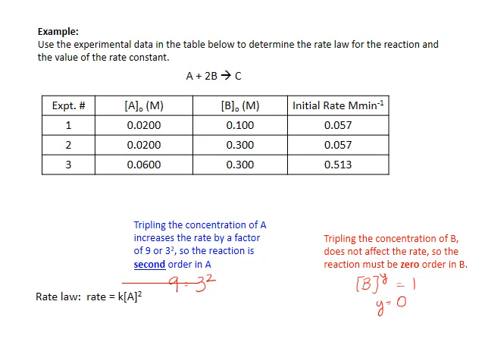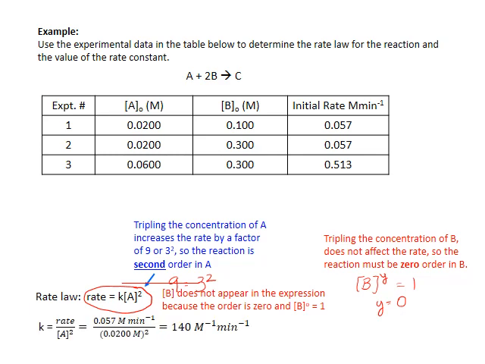We can now write the rate law for this reaction. The rate will be equal to the rate constant k times the concentration of A squared, because A is second order. Notice that the concentration of B does not appear in the rate law because the reaction is zero order with respect to reactant B. Next, we want to use this expression to solve for the rate constant k. We can take the rate law and solve it for k. In this case, k will be equal to the rate divided by the concentration of A squared.